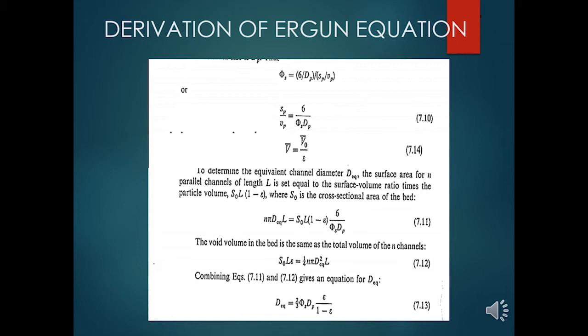So now to determine the Ergun equation, we have to also determine a characteristic length called the channel diameter or deq. The surface area for n parallel channels of length L is equal to the surface volume ratio times the particle volume. So as we can see, if we write n pi deq into L, what does that signify? We know a channel is in the form of a cylinder, and the surface area of a cylinder is 2 pi RL. Since 2r is equal to d equivalent here, we can take the surface area as pi d equivalent into L.